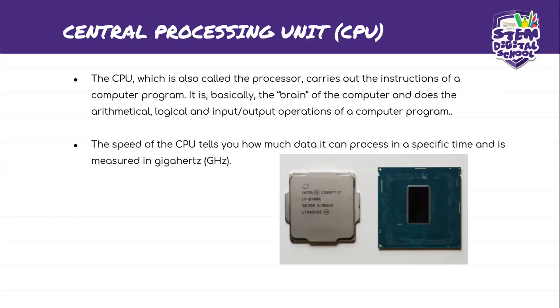Right, so yes, remember we said the speed of a CPU, you can see the speed by gigahertz. So gigahertz is used to measure the speed of a CPU.